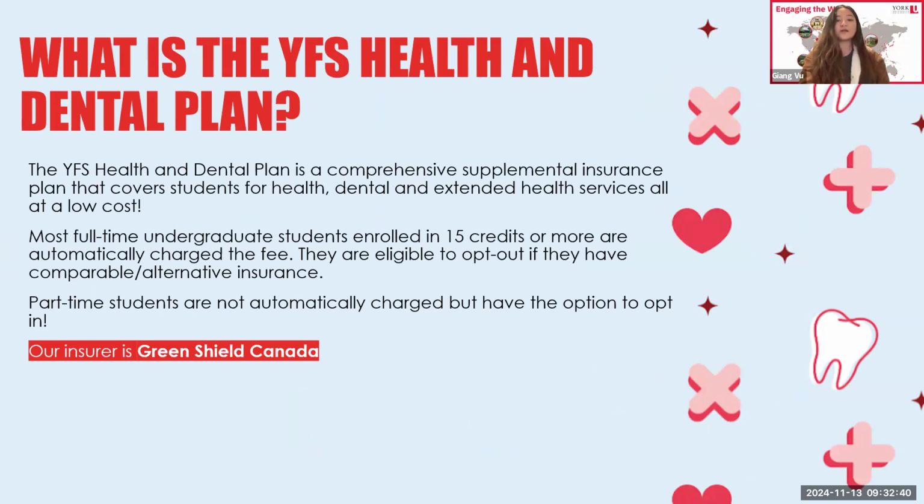For students that enroll in 15 or more credits, they're all automatically charged with a fee and are eligible to opt out if they have comparable and alternative insurance, as long as it's done prior to the respective deadline. However, for part-time students who are enrolling in less than 15 credits, they are not automatically charged for the fee, but students can still opt in using the opt-in application. And the insurer is Green Shield Canada.